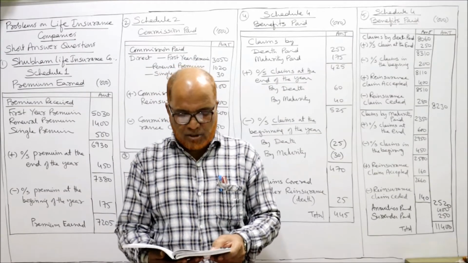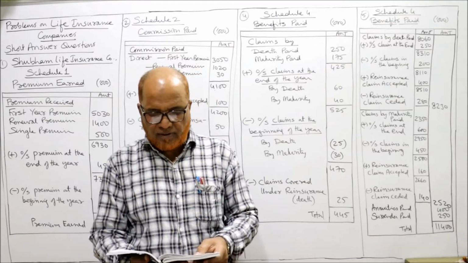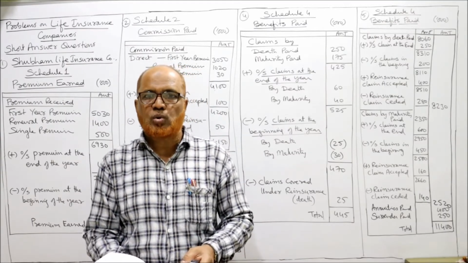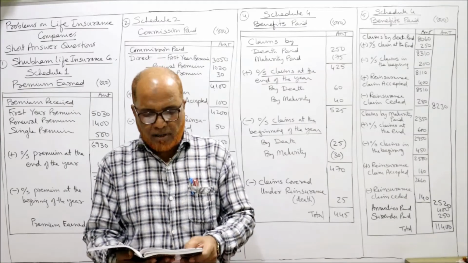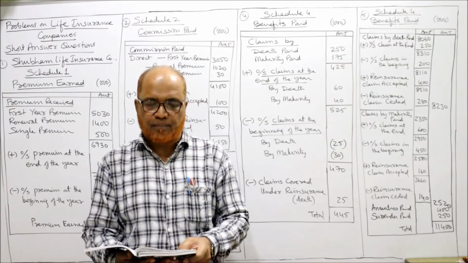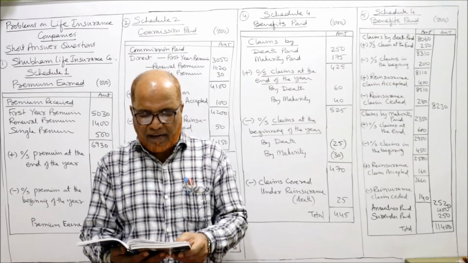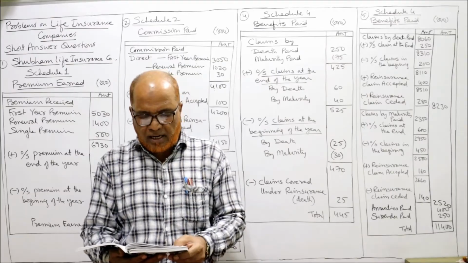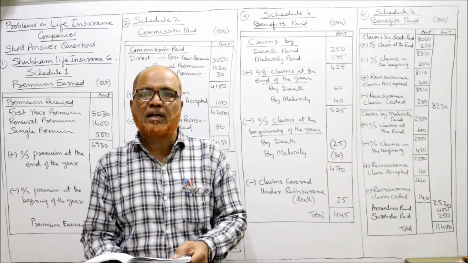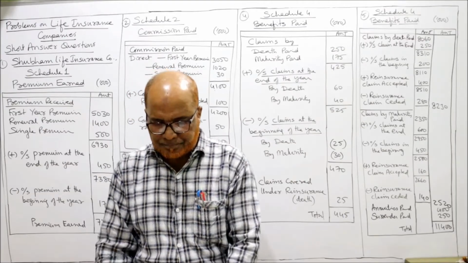तो ascertain benefits paid. Claims by death 2,50,000. We ignore 3 zeros. 3 zeros को निकाल देंगे, निकालकर 250 लेंगे. तो claims by death paid, claims by maturity paid. Then outstanding claims at the beginning of the year by death by maturity. Outstanding claim at the end of the year by death by maturity. Claims covered under reinsurance death.